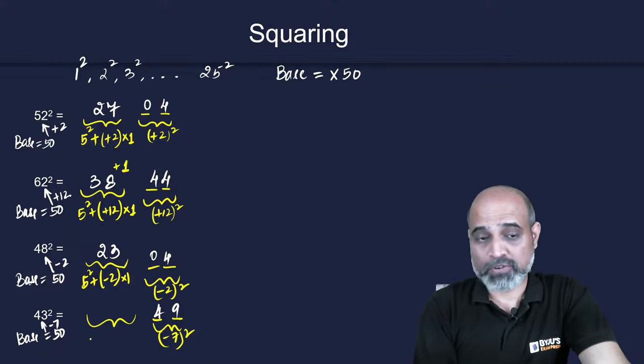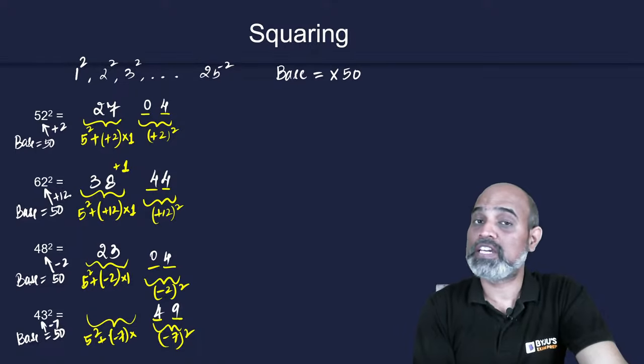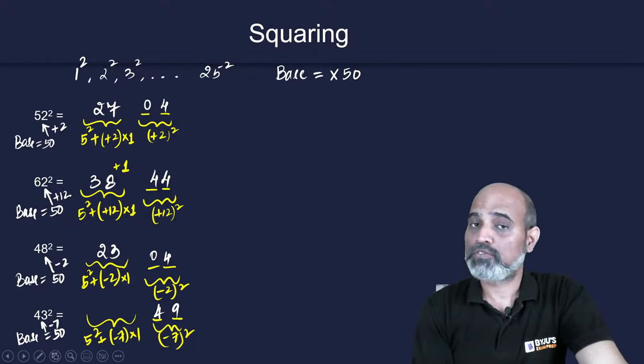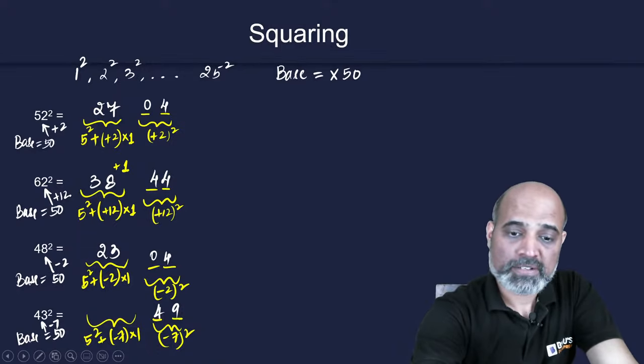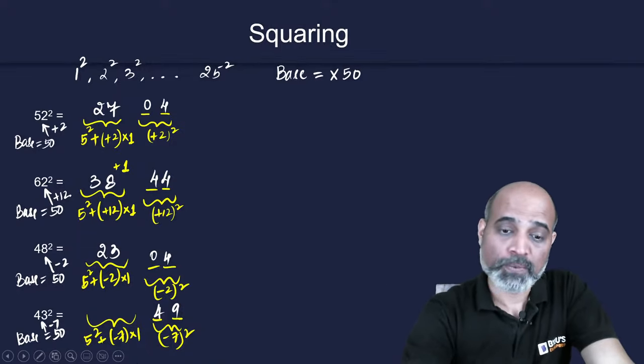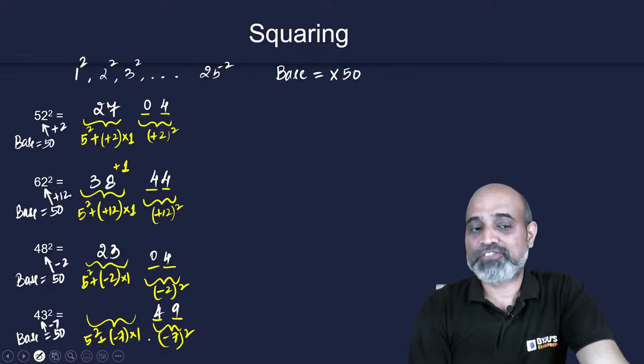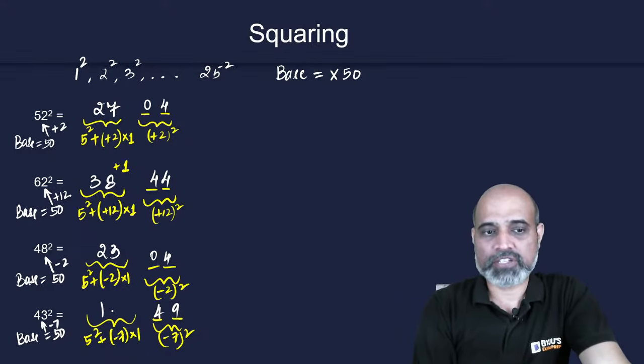And remaining digits क्या हो जाएगा? 50 में से 0 हटा दो, 5 का square plus this distance into 50 into 1 is 50, तो 50. 5 square plus minus 7 into 1 कर देंगे. So 25 minus 7, which is going to be 18.